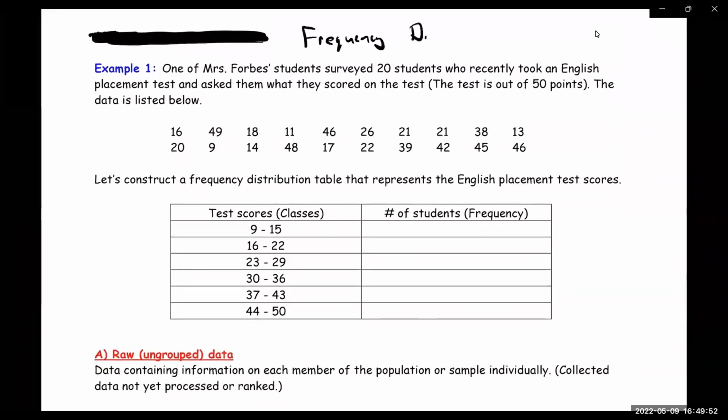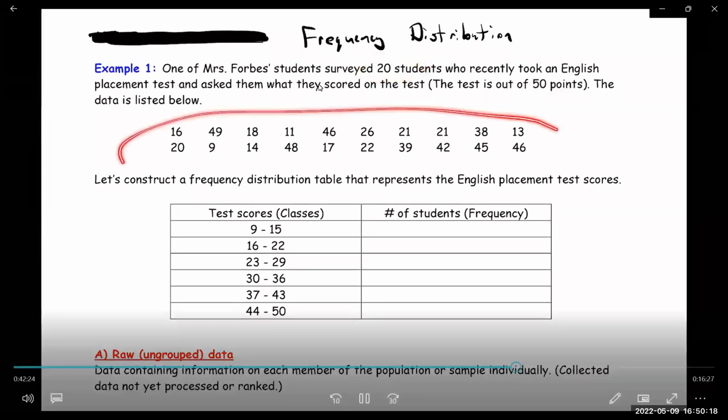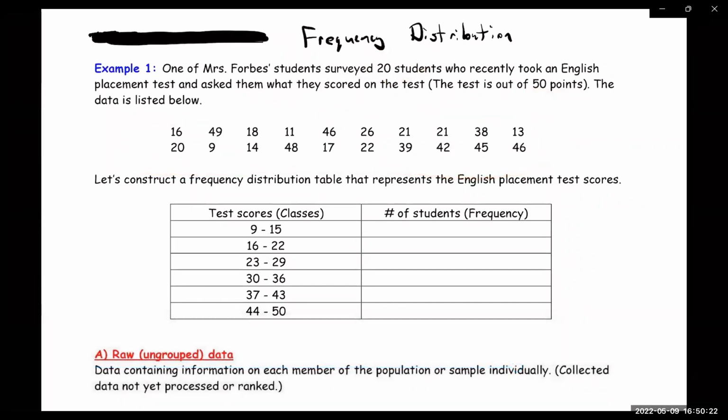Frequency distribution. So let's look at what that means. It says one of Mrs. Forbes' students surveyed 20 students who recently took an English placement test and asked them what they scored on the test. The test is out of 50 points. The data is below. So 20 students took a placement test, and these are the scores of the 20 students out of 50. All right, so let's construct a frequency distribution table.